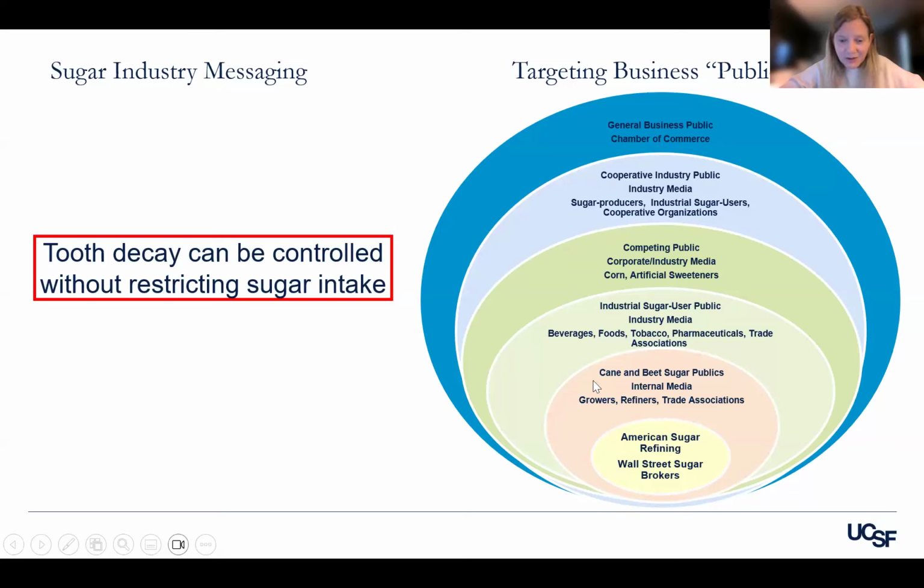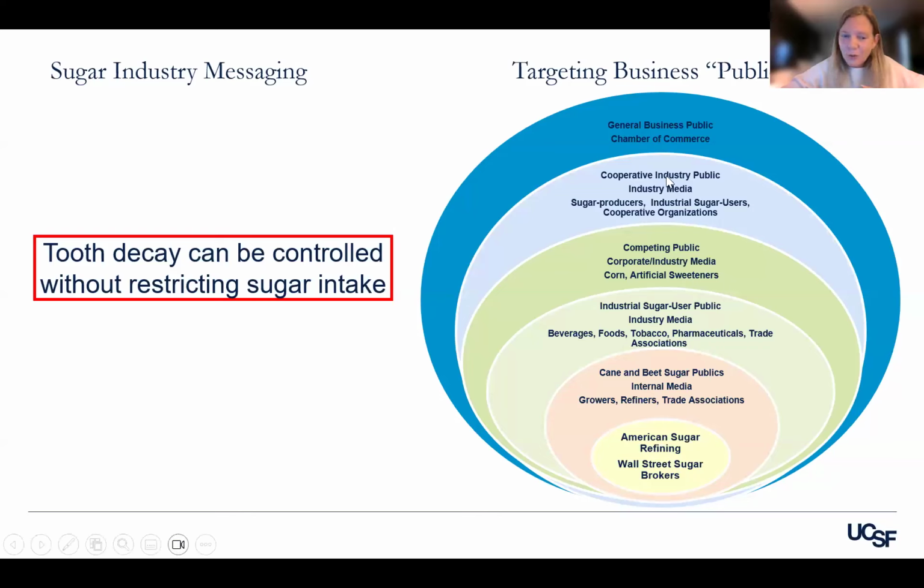So they have to reach out to their own constituents in the sugar industry, the cane and beet sugar producers, growers, refiners, trade associations. They look at industrial users of sugar. So this would be the Coca-Colas of the world, the candy manufacturers, even the tobacco companies who put sugar in cigarettes, and pharmaceuticals that contain a lot of sugar. They're also concerned about competitors in the business world, like the corn industry and artificial sweetener industries.